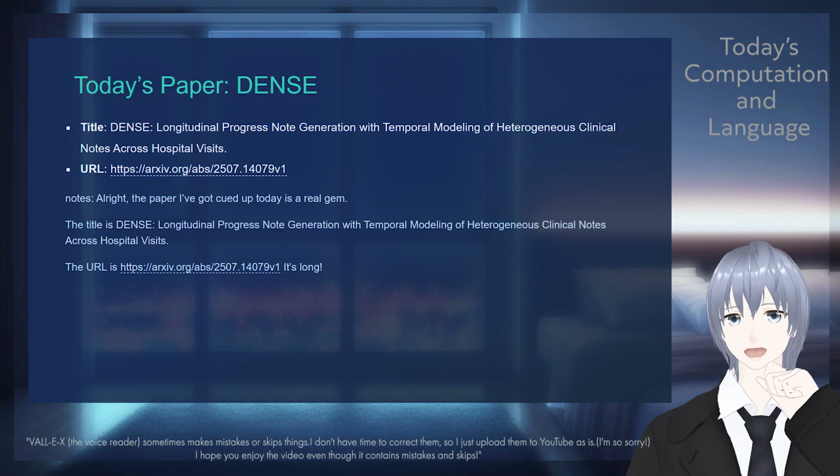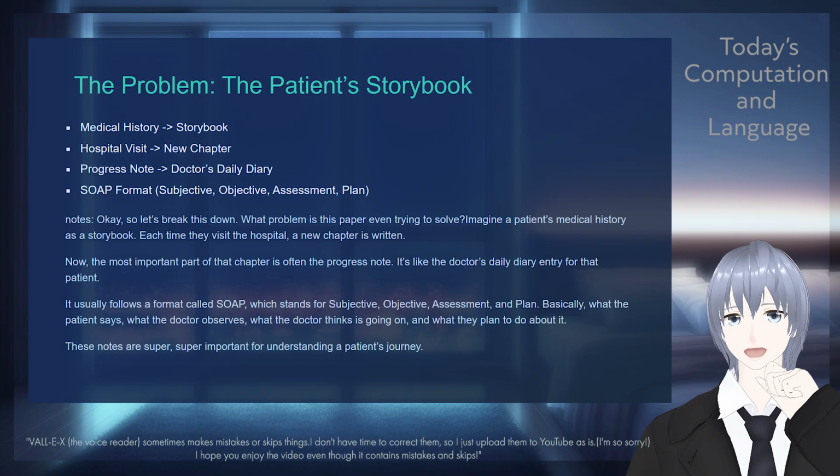Alright, the paper I've got queued up today is a real gem. The title is Advanced Longitudinal Progress in Note Generation with Temporal Modeling of Heterogeneous Clinical Notes Across Hospital Visits Histories. It's long. Okay. So let's break this down.